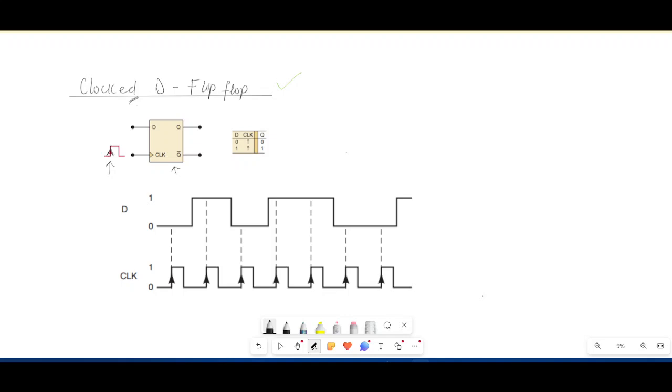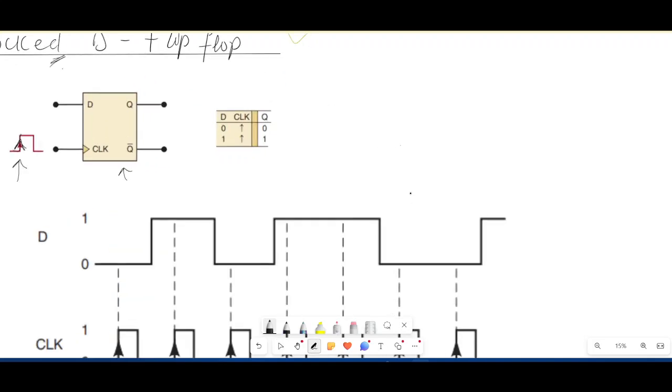Now, just to give you a good understanding of how the function table works, whatever is at D will be what we store at Q. So if this D is 0, Q will be 0. If this is 1, Q will be 1 at the positive going transition of the clock signal.